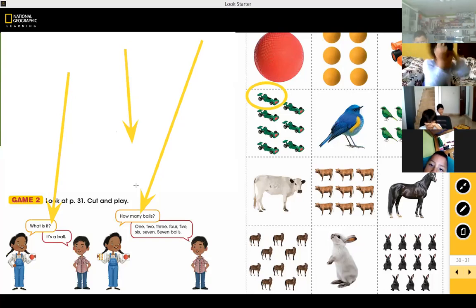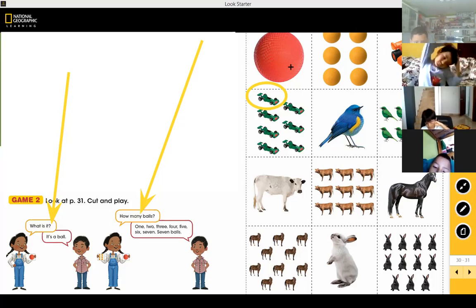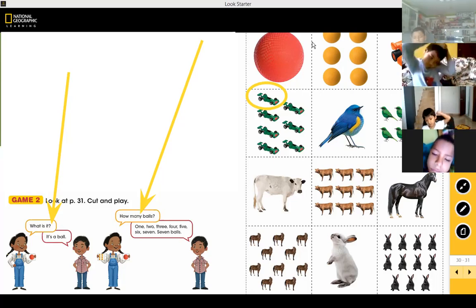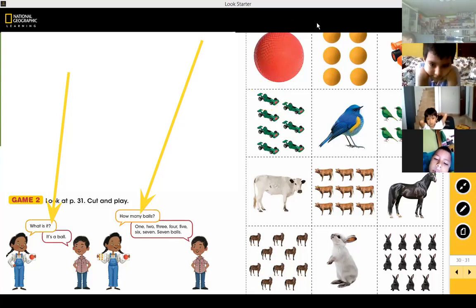Adrián, pregúntale how many. How many cars? Excellent. How many cars, Benny? How many? ¿Cuántos? How many cars? ¿Contamos, Benny? A ver, vamos.